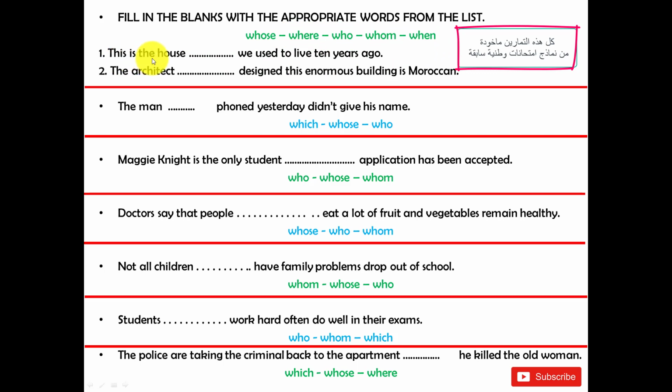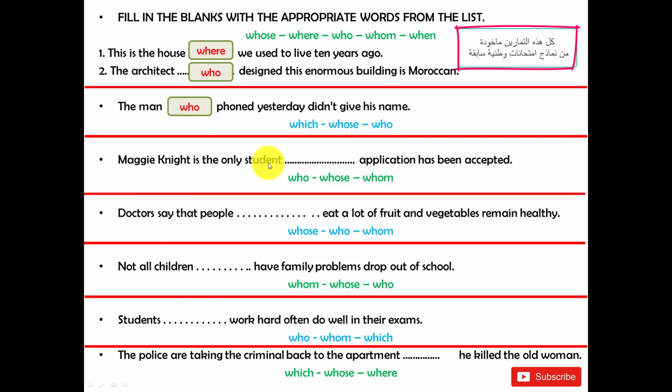Number 1. This is the house where we used to live 10 years ago. So where? Because we're talking about a place. Next, the architect who designed this enormous building is Moroccan. Good. Who? Next, the man who we found yesterday didn't give his name. Good job. Who? Because we're talking about a person.